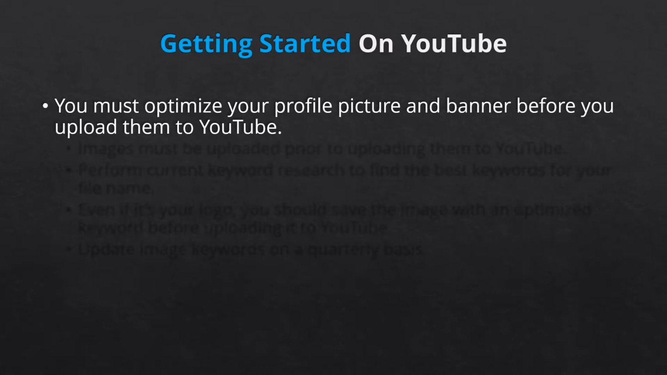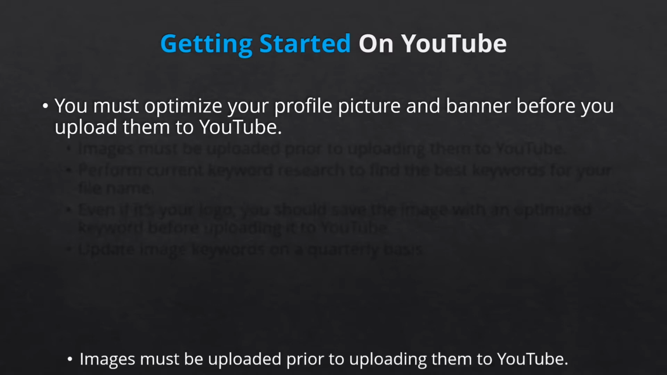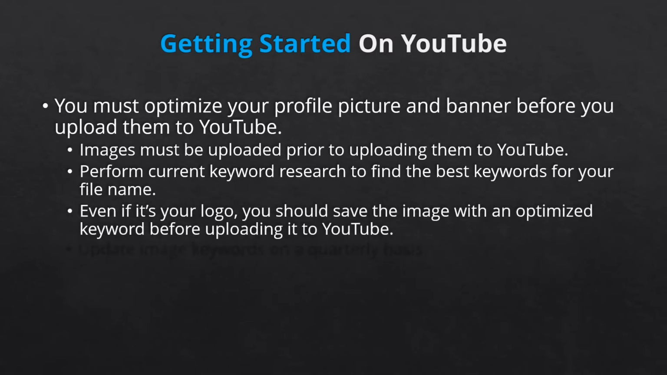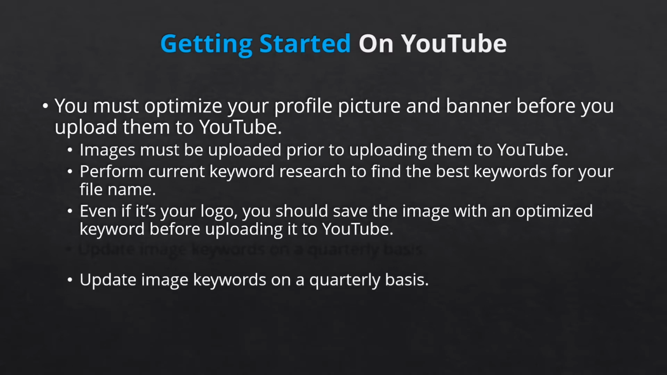The best way to optimize your images is to use Google Trends or a paid keyword tool to identify the best keywords. Then, name and save your YouTube profile pic and banner with the most suitable keywords. Even if you're using your company logo, you must first name and save it with your relevant keywords. Even if you maintain the same profile pic and banner, update them both with new keywords on a quarterly basis.